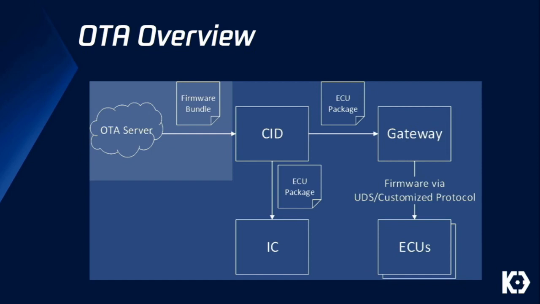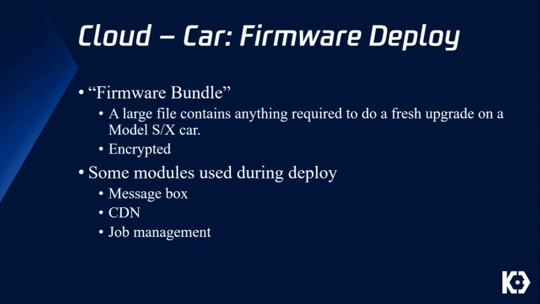Let's talk about the first part, which is how the firmware bundle is deployed. What is a firmware bundle? The bundle is a large file containing everything required to do a fresh upgrade on a Model S car. It's actually a SquashFS file, and this file is encrypted and distributed through the CDN.